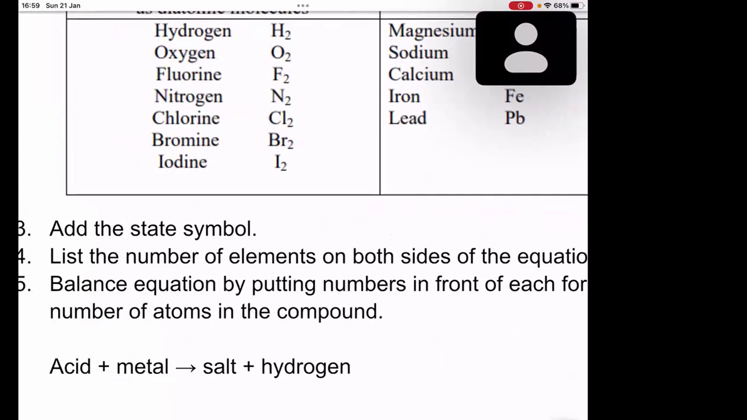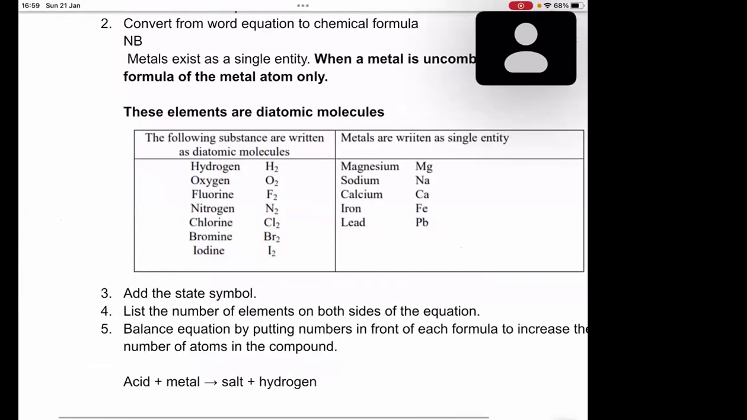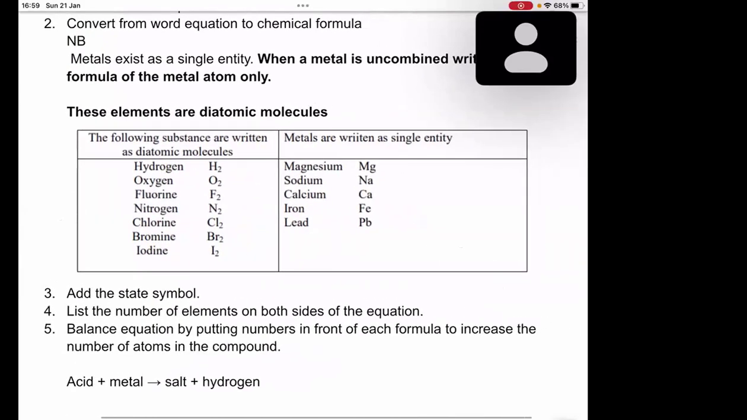Then the next thing is we are going to balance the equation by putting numbers in front of each formula to increase the number of atoms in the formula. So let's go again. We're balancing the equation. We cannot change the formula. What we can do is put a whole number in front of the formula. When we put a whole number in front of the formula, we will have the number of atoms in the compound increasing.